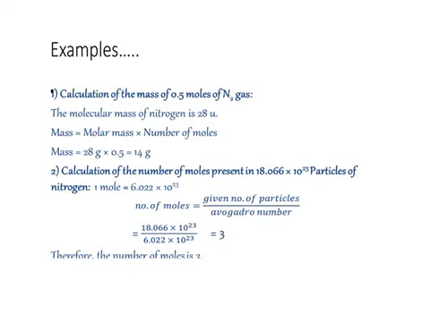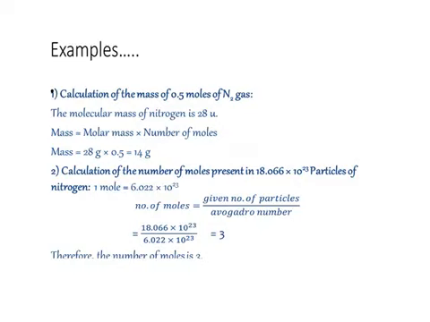So the molecular mass of nitrogen is 28 u. This you can find from the formula. Then mass is equal to molar mass into number of moles, from the first formula we have seen on the previous slide. So mass is calculated by multiplying molar mass into number of moles. So 28 into 0.5, it will be 14 grams.